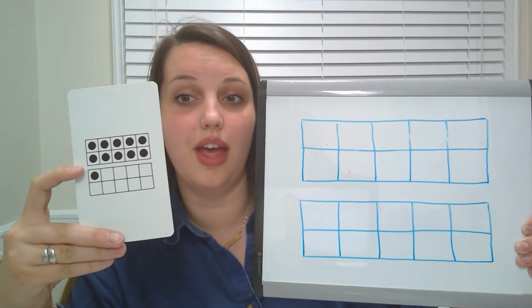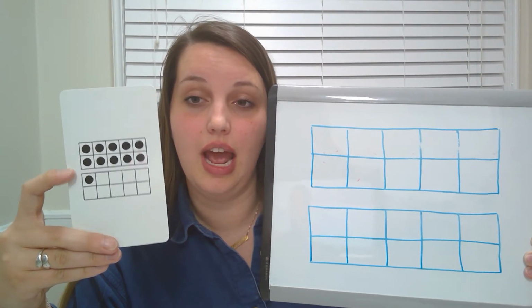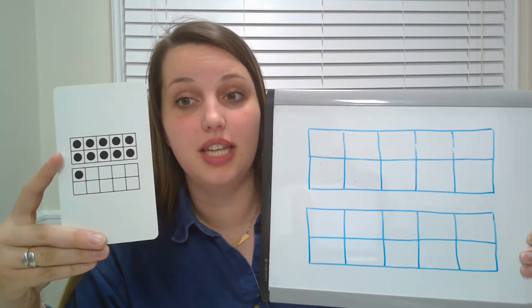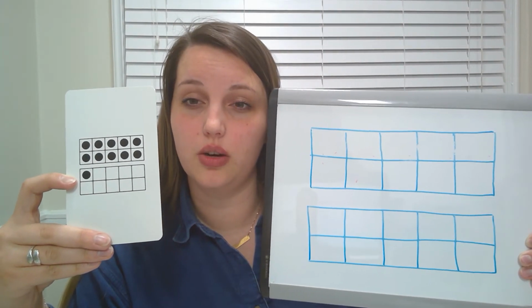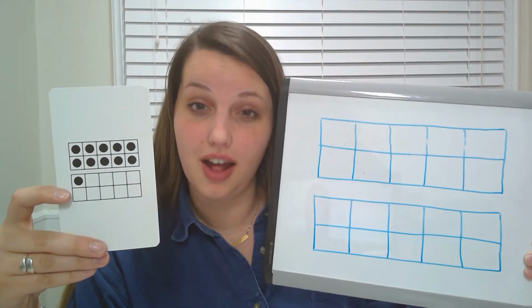Correct. So we know that there are 10 circles, and how many more make 11? Right, one more. 10 and one more circle. 10 circles and one more make 11.